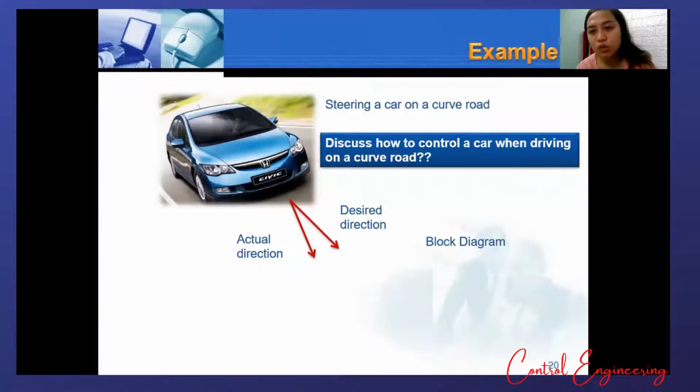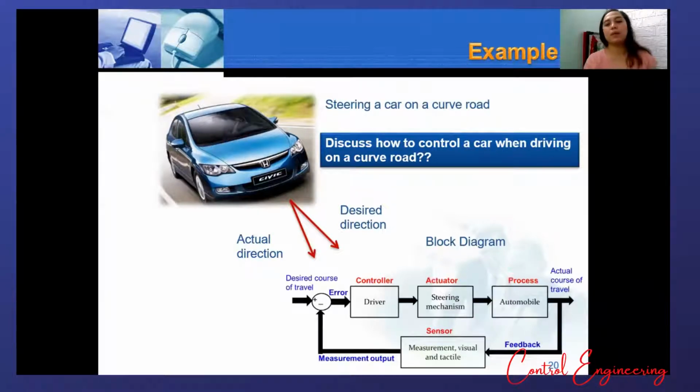So discuss how to control a car when driving on a curved road. Iba-block diagram natin yan. So, this is the desired course of travel. But, of course, may mga errors. So, the driver is the controller. So, na-imagine ninyo, no? Then, the steering mechanism, that's the actuator. And the automobile, that's the process.